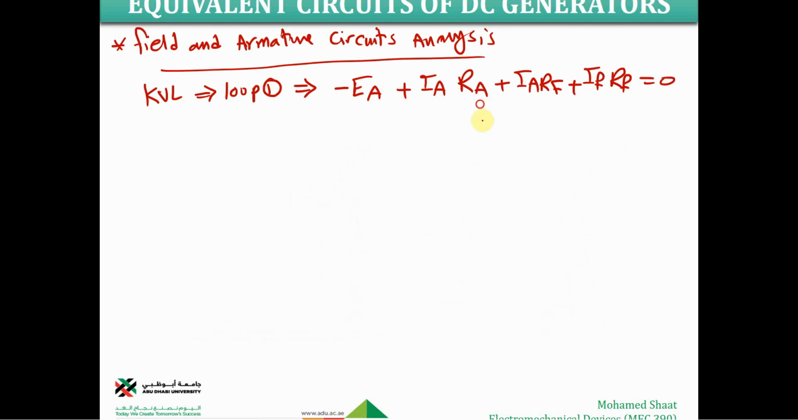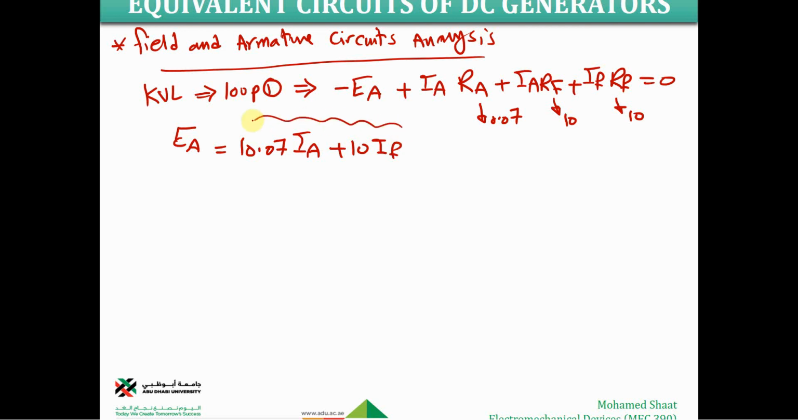So plugging some data here, we do have 0.07, we do have RF as 10. And collecting these similar terms, we're gonna end up with EA equals 10.07 times the IA plus 10 IF. This is gonna give us the first equation here.